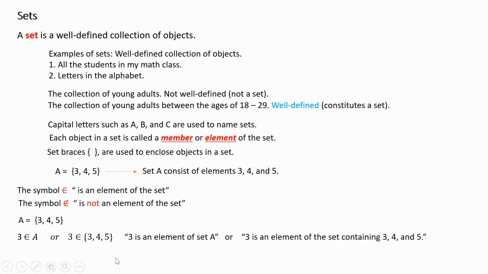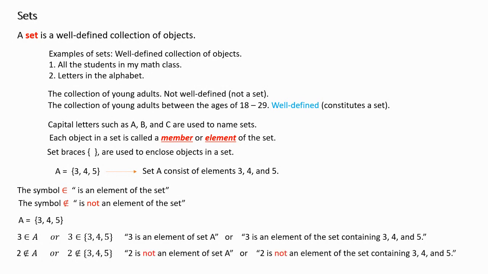Okay. And this is how you read it. 3 is an element of A, or 3 is an element of the set containing 3, 4, and 5. Okay, now 2 is not an element of A, or 2 is not an element of the set 3, 4, 5. That means that 2 is not in A. And here's how you read it. 2 is not an element of set A, or 2 is not an element of the set containing 3, 4, and 5.